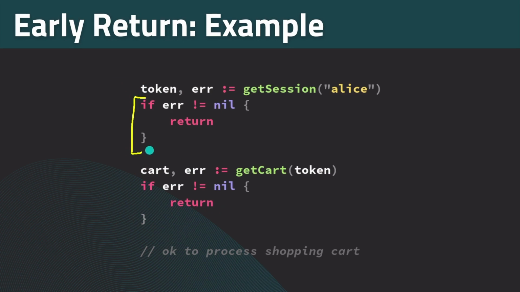This if error is not equal to nil, we'll see that a lot in your Go code. Because when functions return an error, you always need to check to see if that error value exists. And if it does, you want to return from the function. And you can also perform logging in here if you like.